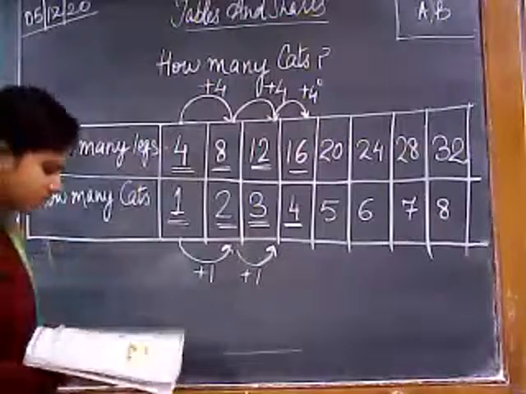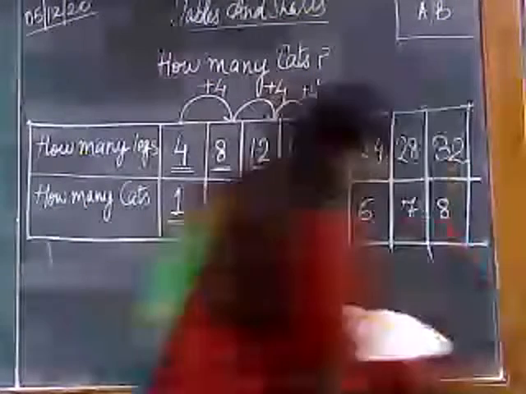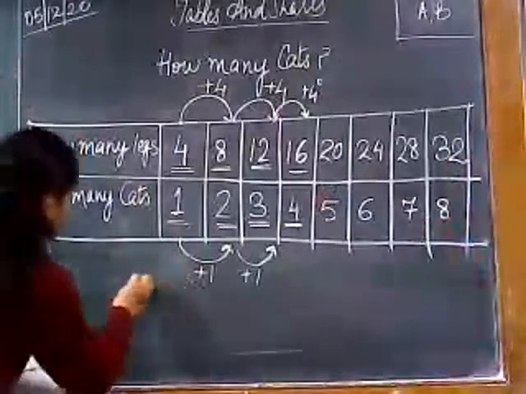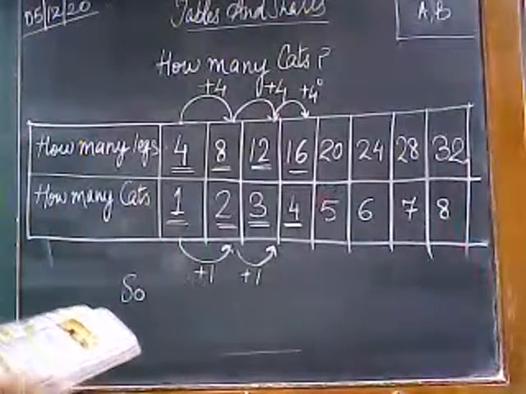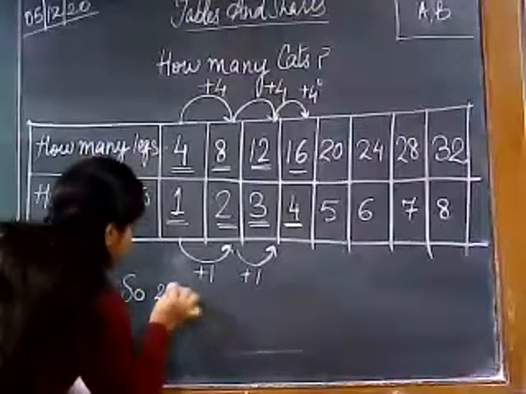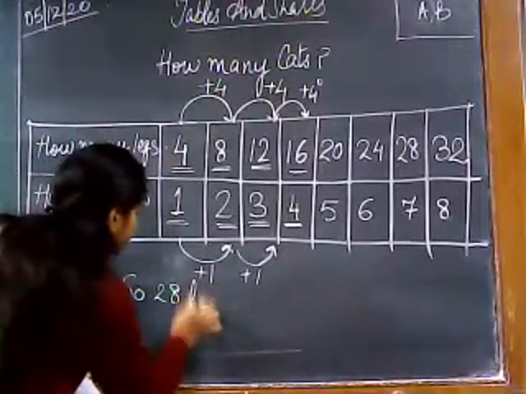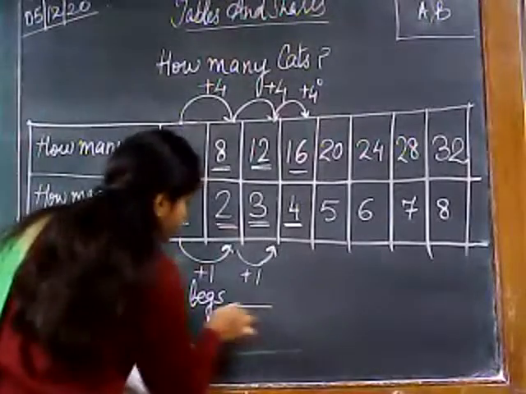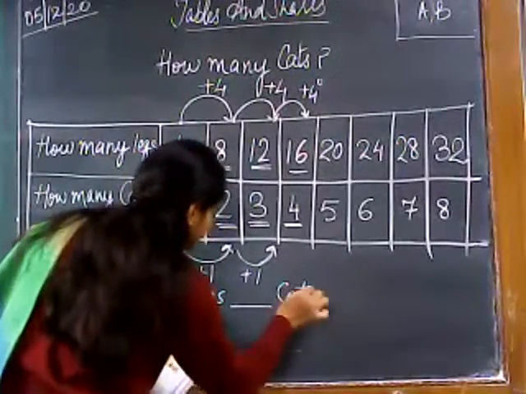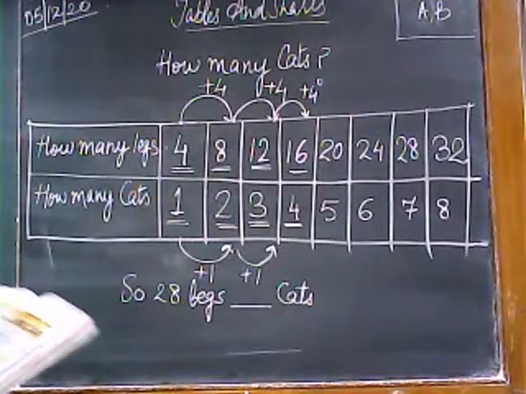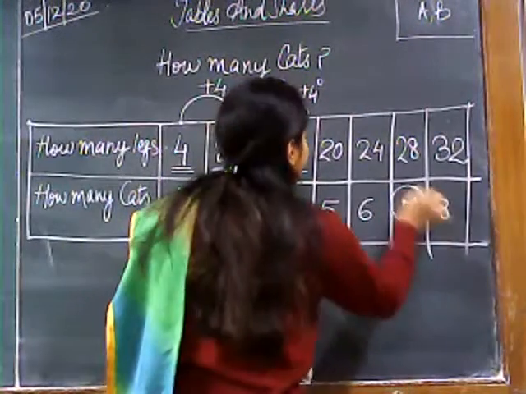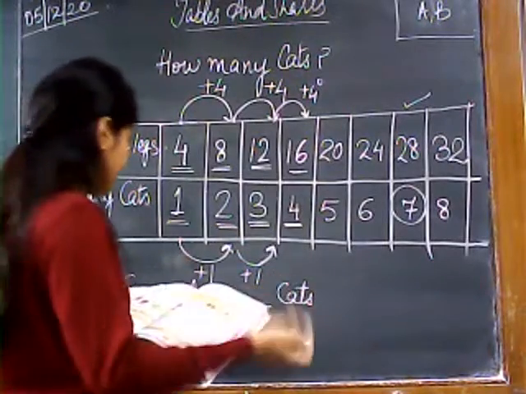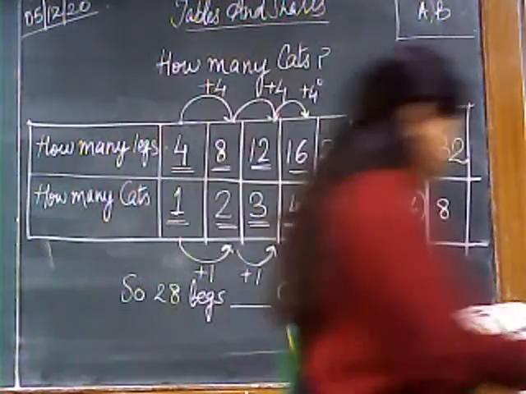So by observing this table, we will try to answer the questions that follow. So, in your textbook, they asked that if 28 legs are there, it will mean how many cats, right? So from the table we get that if there are 28 legs, it means that there are 7 cats.